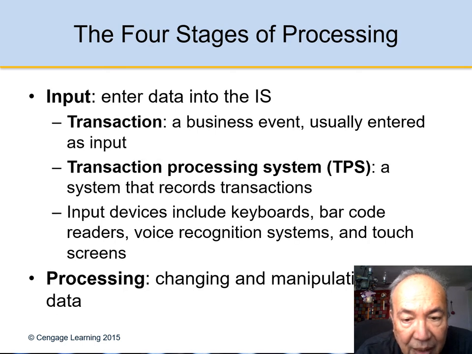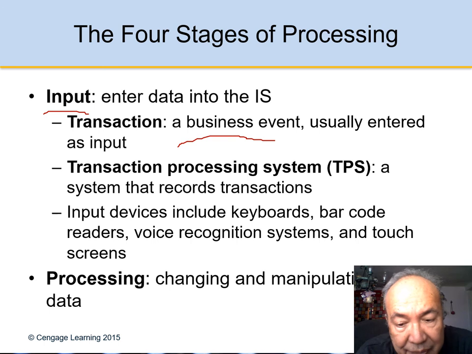Okay, so these are the four stages of processing. Input. What do you input? Transaction, a business event. What is a transaction? A business event usually entered as input. Now, in business, it is a business event that has monetary considerations, and then it becomes a transaction.